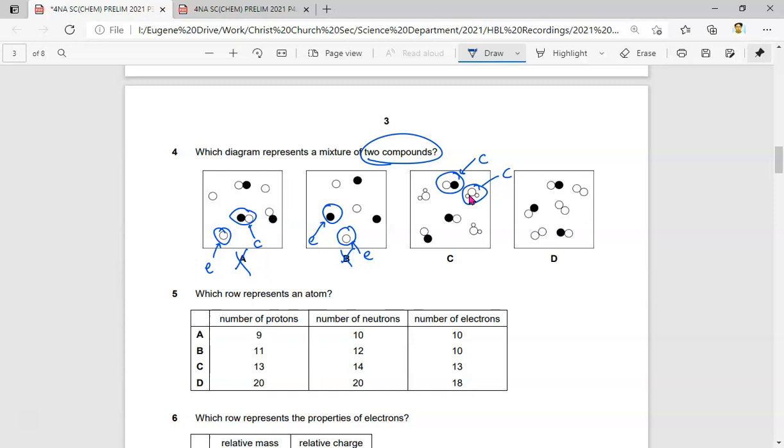For D, what I have here, this is a compound. This guy here, can you see these two circles are the same? So it's not two different elements. It's the same element combined together. Actually, this is also classified as an element. So D is out because it's a mixture of a compound and an element. So that's why D is out. C is a mixture of two compounds. So C is the answer.